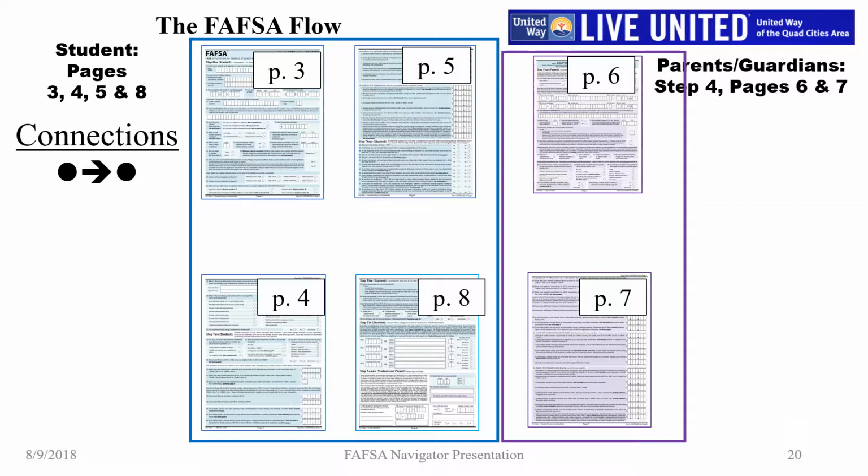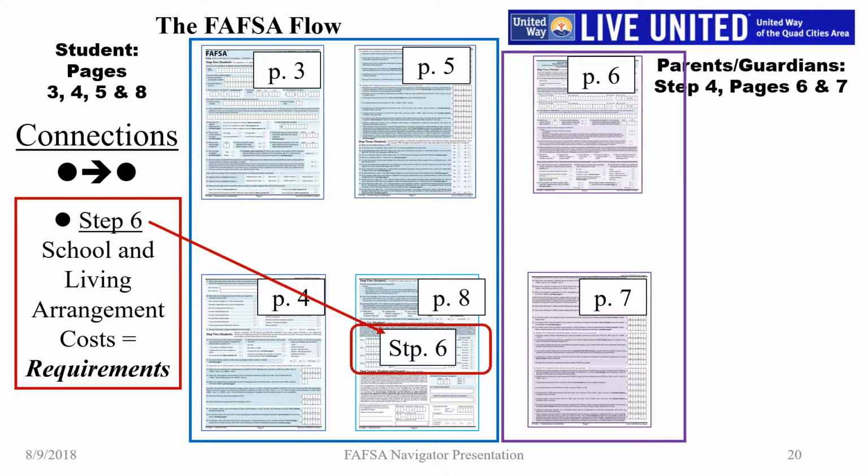We start with the first dot, step 6, in the middle of page 8. The target schools and their living arrangements in order to get a ballpark estimate of the cost of schooling, and then to establish an annual requirement for each school. You'll be filling out in step 6 the schools, their associated Department of Education code numbers, and your living arrangements on campus, with parents, or off campus.